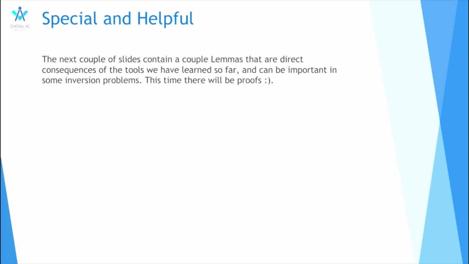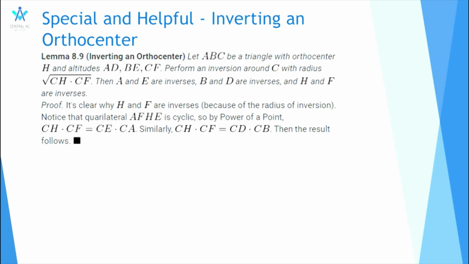The next couple slides are going to contain a couple lemmas that are direct consequences of these tools, and they're important in some inversion problems. And I promise I have proofs here already, actually. So our first one is lemma 8.9, where we invert the orthocenter. Let ABC be a triangle with orthocenter H and altitudes AD, BE, CF. Perform an inversion around C with radius square root of CH times CF. Then A and E are inverses, B and D are inverses, and H and F are inverses. Let's draw the diagram.